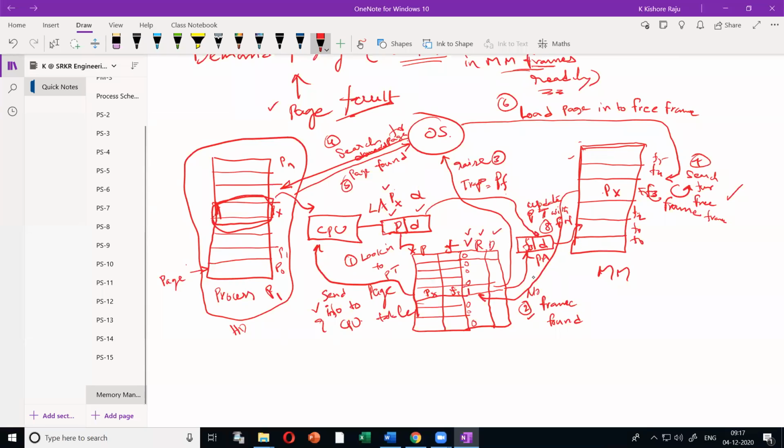So my intention is to please try to understand the concept. My intention here, that means the operating system's intention, is to fulfill the page faults. What do you mean by page fault? Anyone? What do you mean by page fault?